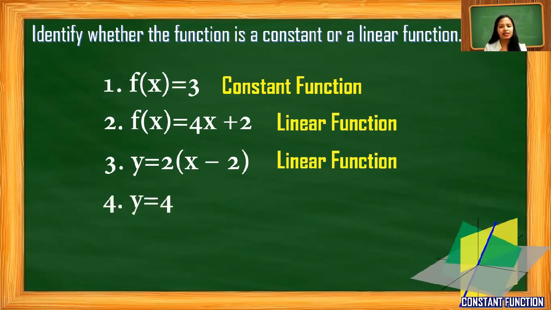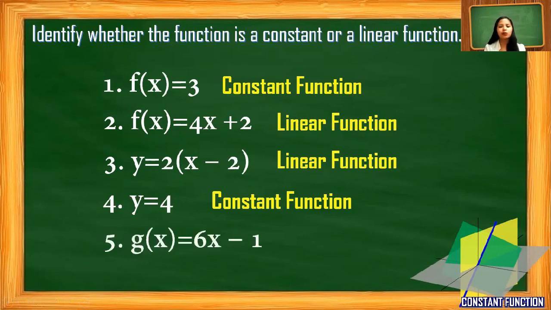Another one. y is equal to 4. Is this a constant function or a linear function? Very good. That is a constant function because the value of our y is equal to a constant 4. Another one is g of x is equal to 6x minus 1. Is this linear or constant? Yes, very good. That is a linear function.